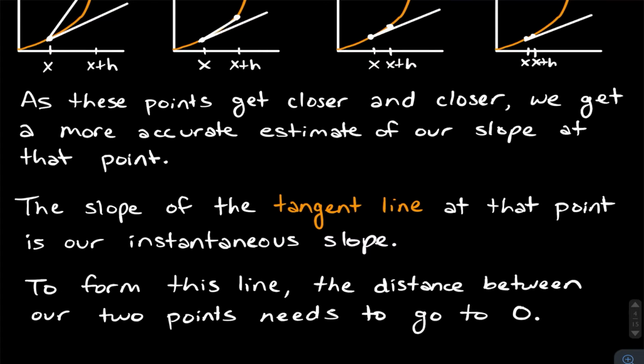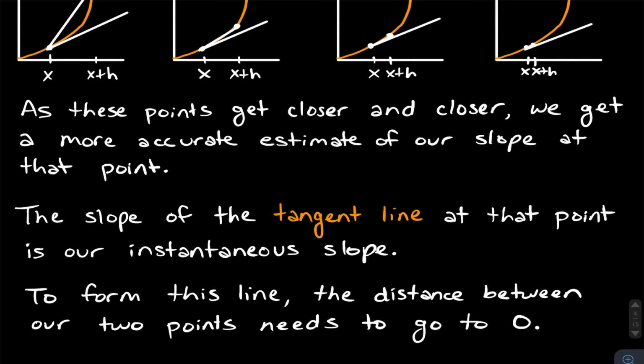Now, I did mention before, and again, I will rephrase what I just said on the camera because it's kind of hard to think about math when I'm just looking at you face to face, but I did want to get your attention for that. But yeah, you can see that as these points are getting closer and closer, we're getting a more accurate estimate of our slope. And the slope of the tangent line at that point is our instantaneous slope. We've talked about that before.